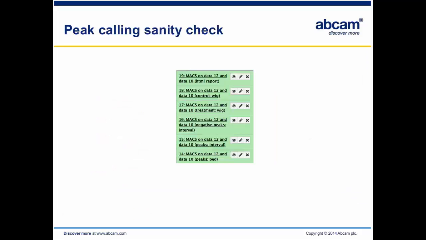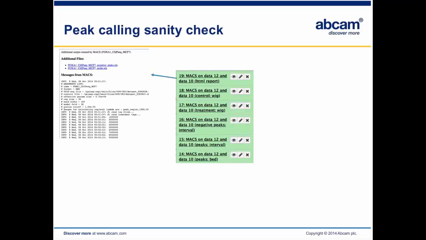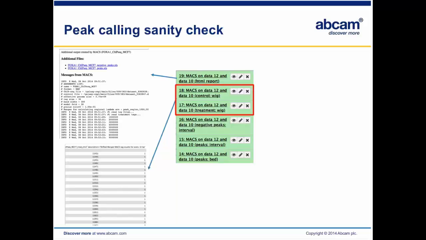Now, let's have a look at what each file is. The first file is the HTML report containing the running log of MACS. The second and third files are wig files containing the signal intensity across the genome. The treatment wig file is your ChIP sample signal, and the control wig file is your control sample signal. Again, the wig files are simple text files. We won't look at the negative peaks interval files here.